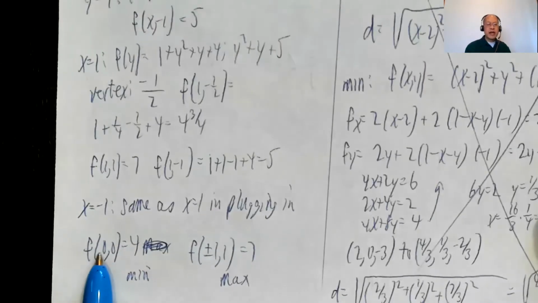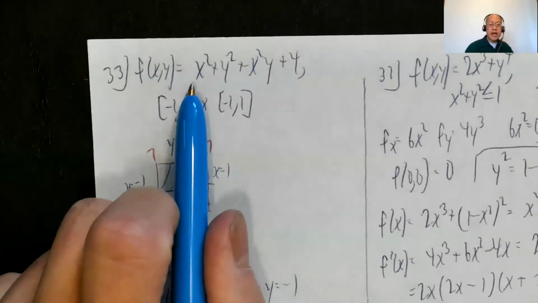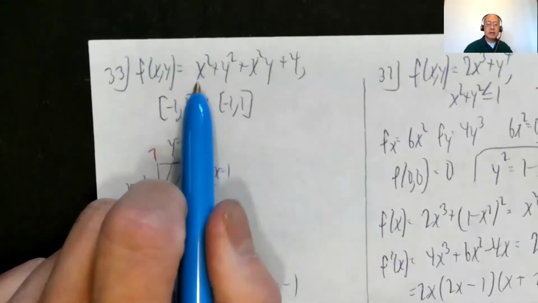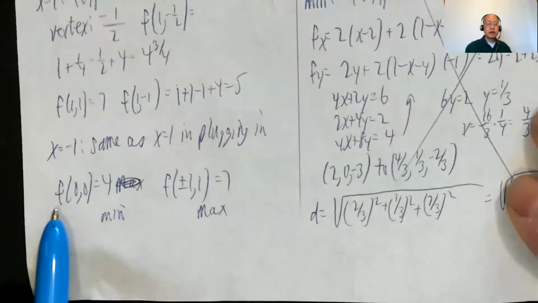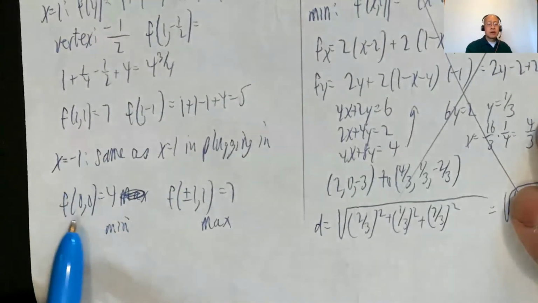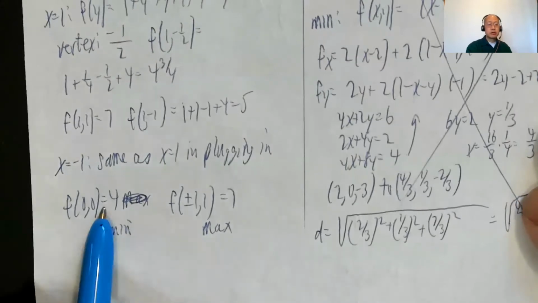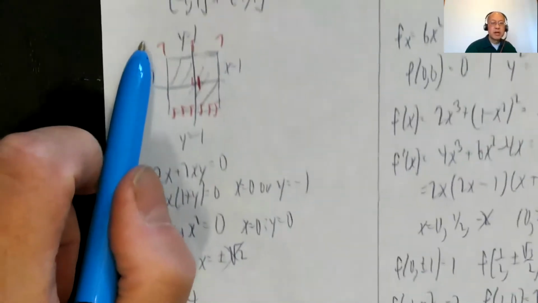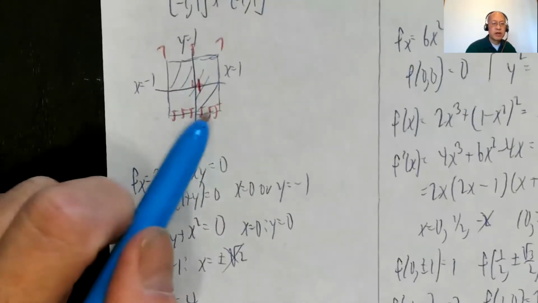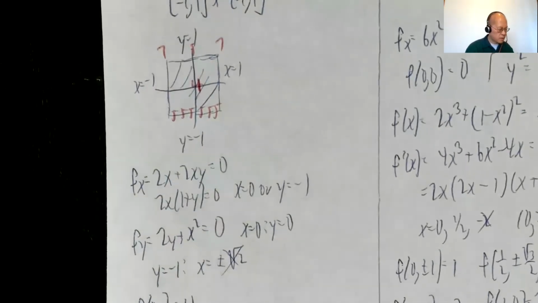Okay, for x equals negative 1, notice if I plug in negative 1 here or here, you get the same thing as if you plug in 1. So it's the exact same analysis. Nothing new under the sun there. So I still have f of 0, 0 is 4. F of plus or minus 1, 1 is 7, maximum. So 7 here, 7 here, 5 here, and 5 here.